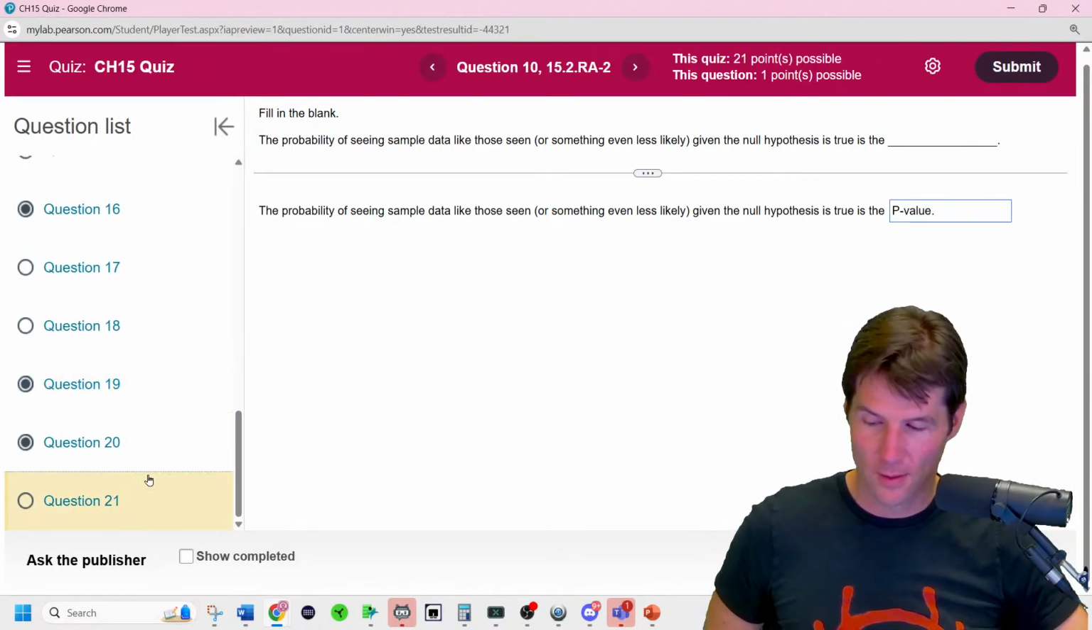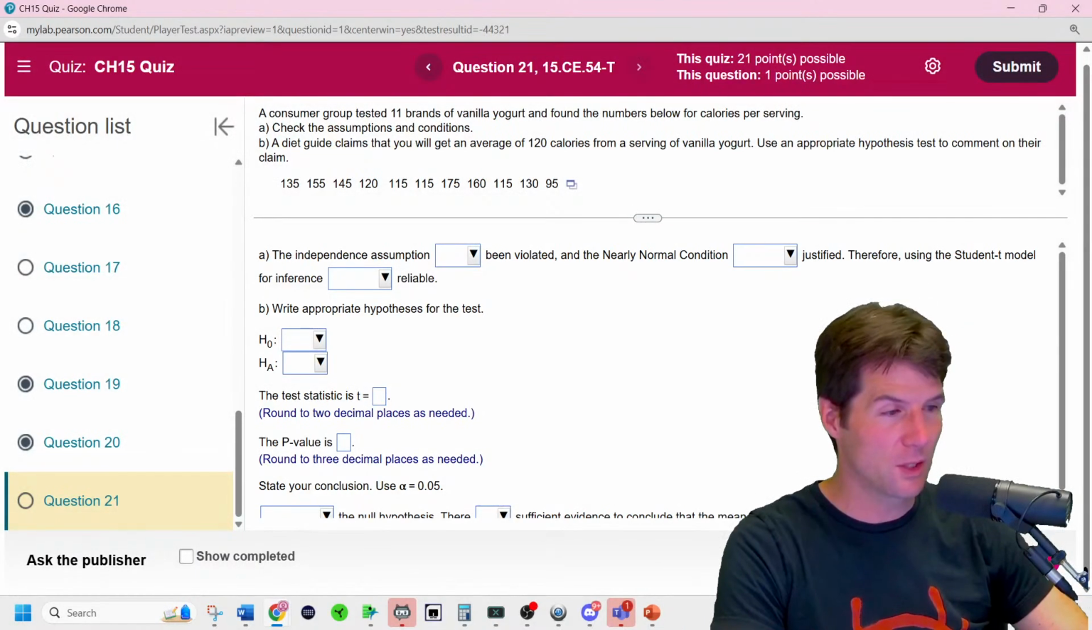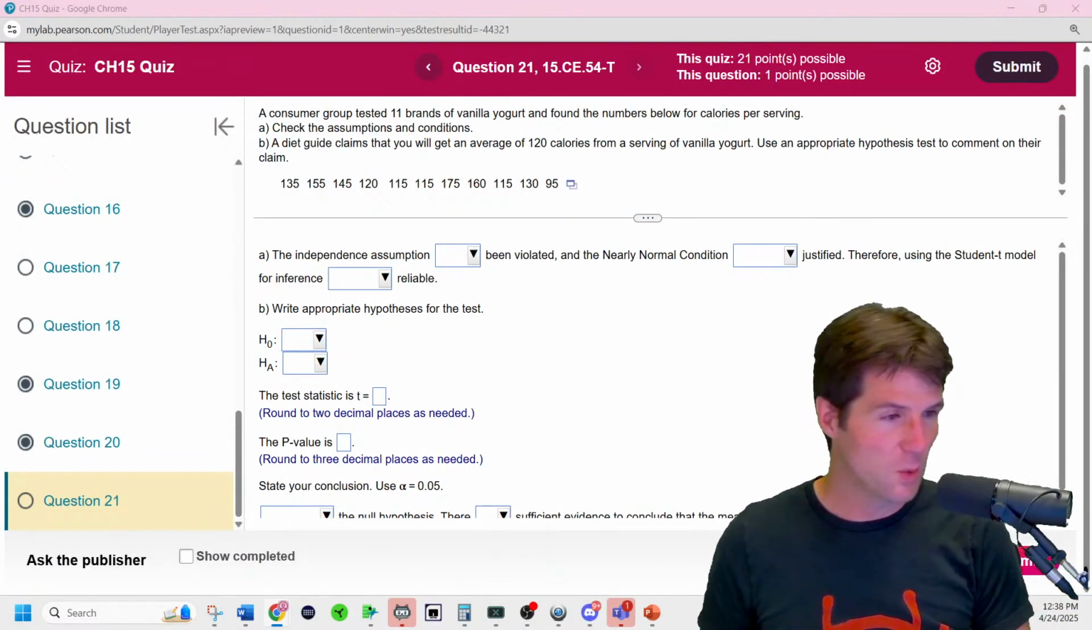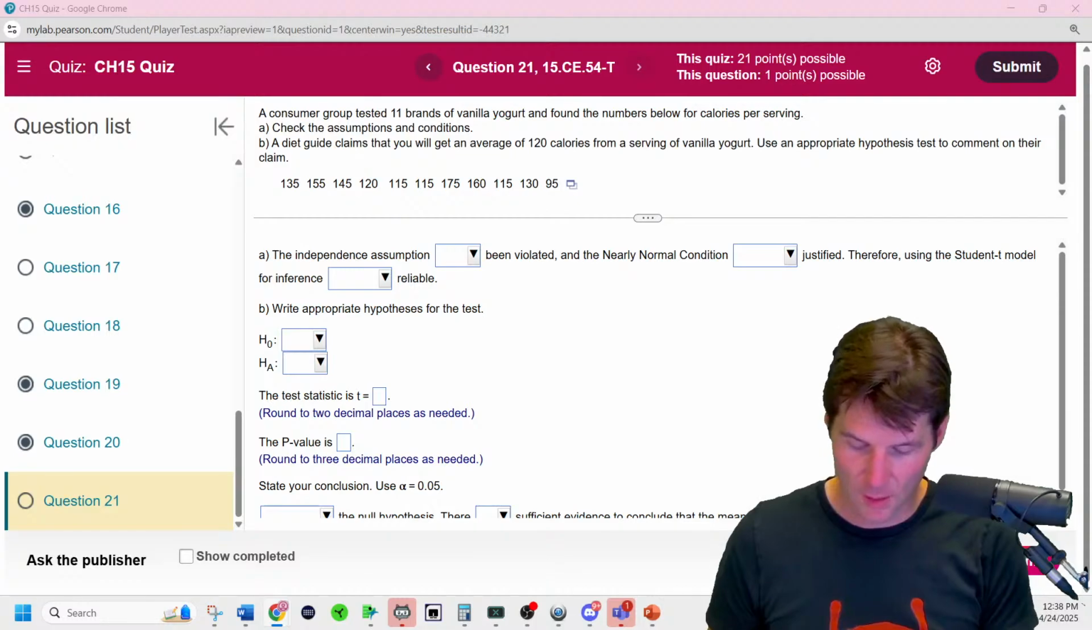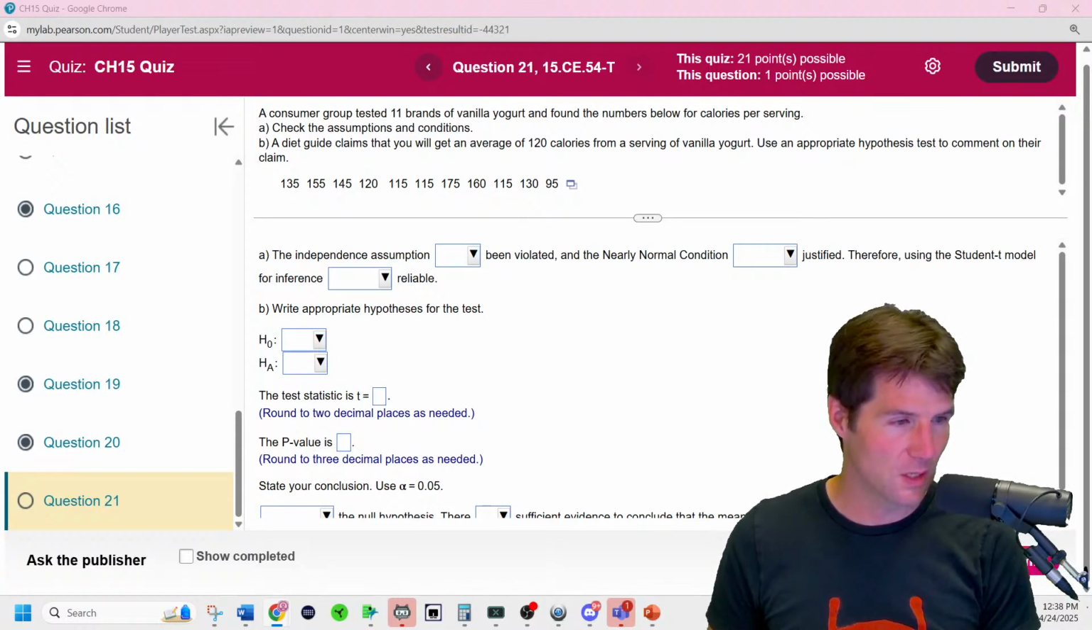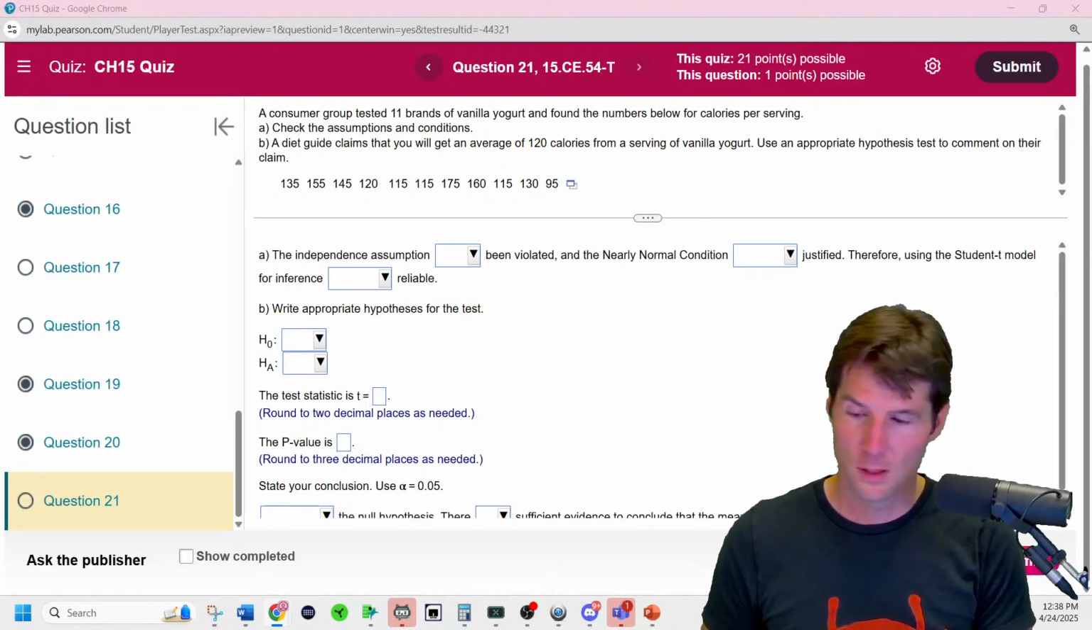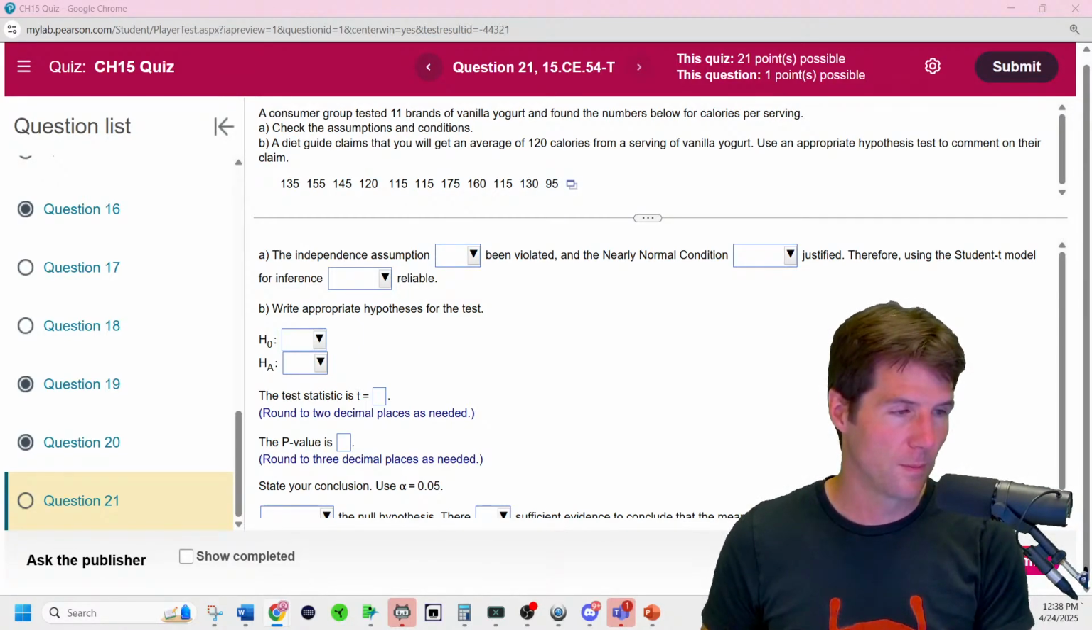21. This one is another jump problem. Let's do it. This one is tough without jump, but you'll see how it's easy using jump. And that's because statistical software makes everything way easier. Chapter 15, quiz, a consumer group.